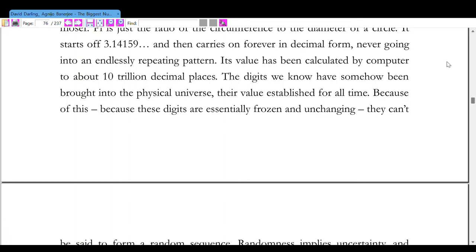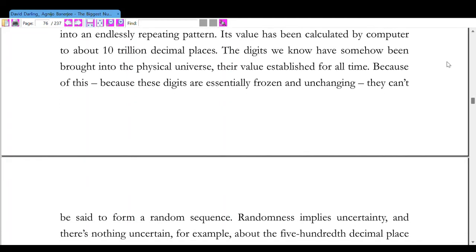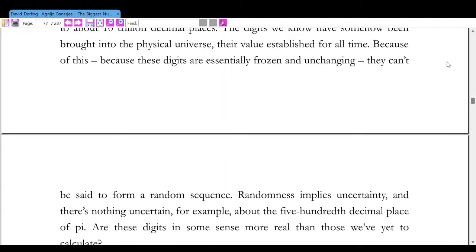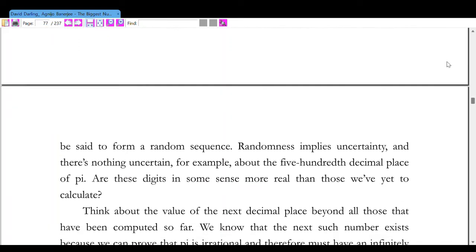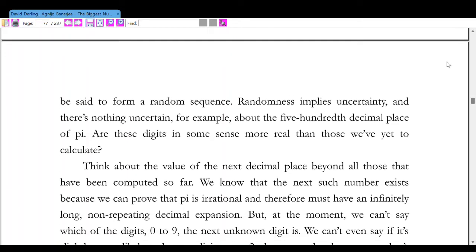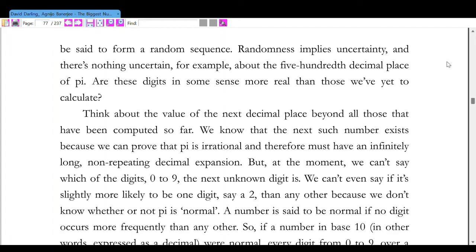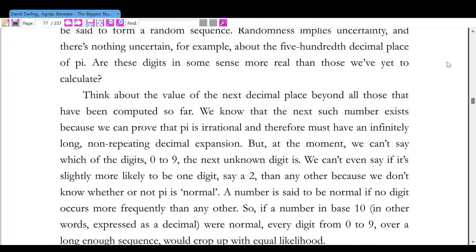The digits we now have somehow been brought into the physical universe, their value established for all time. Because these digits are essentially frozen and unchanging, they can no longer be said to form a random sequence. Randomness implies uncertainty, and there's nothing uncertain, for example, about the 500th decimal place of pi. Are these digits in some sense more real than those we've yet to calculate?